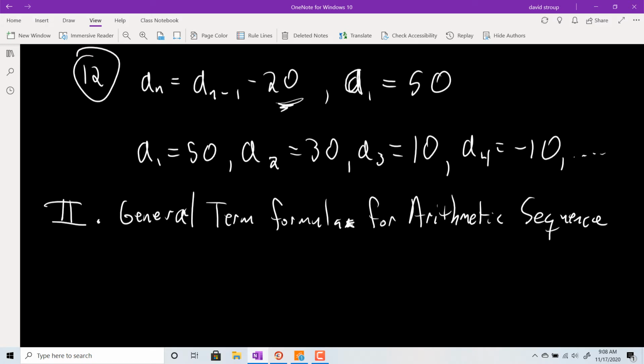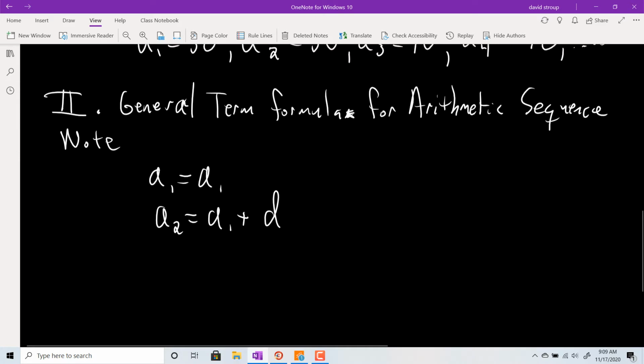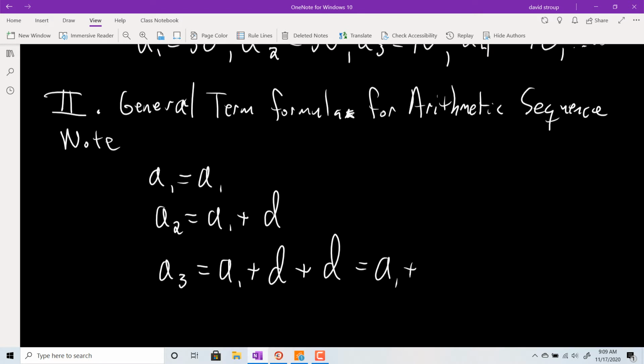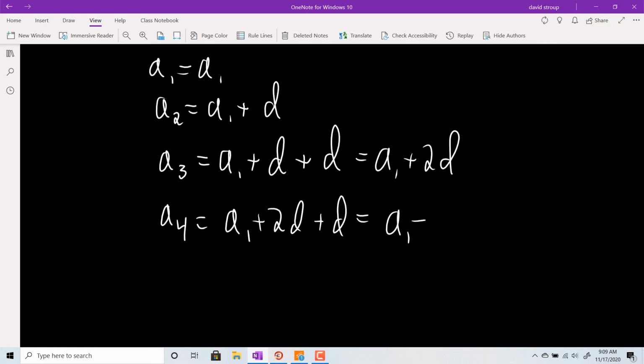And first we're going to do some what they call iteration. Just look at what's going on, and then maybe we can see a pattern, right? So a sub 1 is always just a sub 1. To get to a sub 2, we take a sub 1 and add in that common difference. A sub 3 is basically a sub 2, which is a sub 1 plus D, and then we have to add in another common difference. And we could simplify this. This is a sub 1 plus 2D. A sub 4 is going to be a sub 3, a sub 1 plus 2D, plus another D. So a sub 4 is going to be a sub 1 plus 3D.